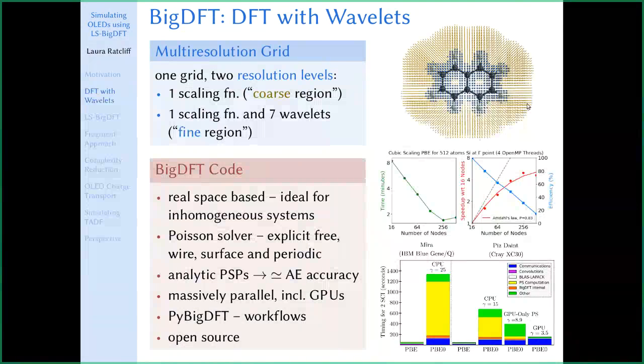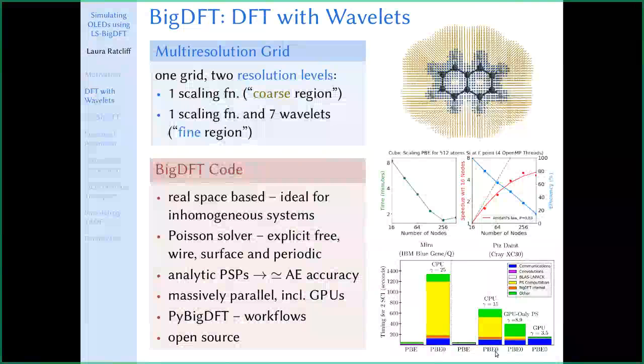So a lot of what I'll be talking about in this talk is more oriented towards molecules and molecular systems, but we can also treat periodic systems. So we have explicit free, wire, surface and periodic boundary conditions. We have an analytic pseudopotential approach, and we have a massively parallel implementation, so we get quite efficient performance up to a large number of nodes. So this is, for example, 500 atoms of bulk silicon, and we can do a single point calculation of the order of minutes if we have enough nodes.